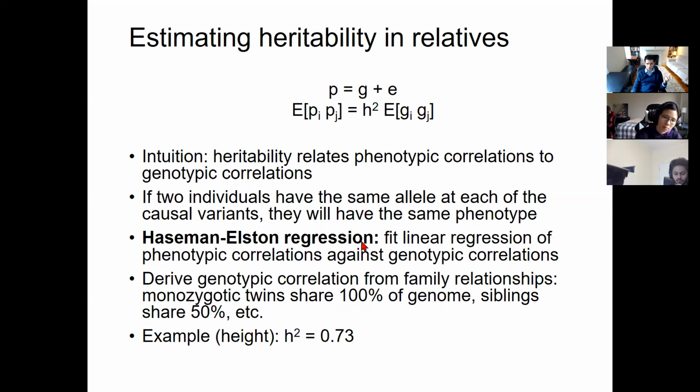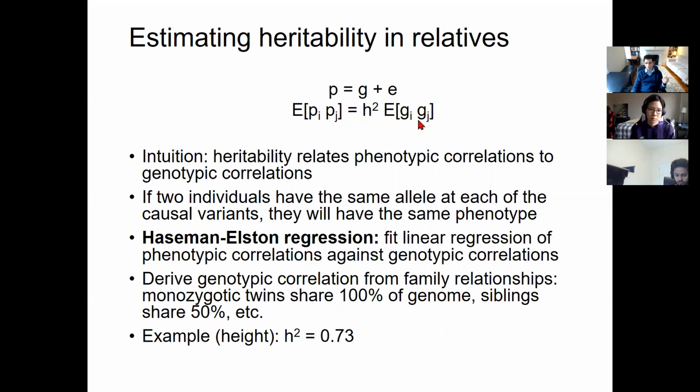So the Haseman-Elston regression basically says we're going to fit a linear regression of phenotypic correlations against genotypic correlations. And we're going to look for the slope between these GG correlations and these PP correlations between genotype pairs and phenotype pairs. And we're going to derive the genotypic correlation from family relationships. So monozygotic twins are going to share 100% of their genome. Siblings are going to share 50% of their genome, etc.